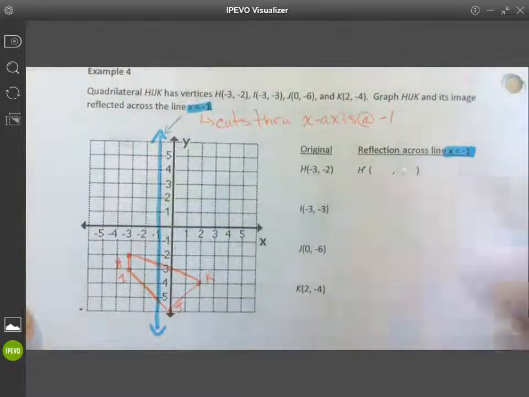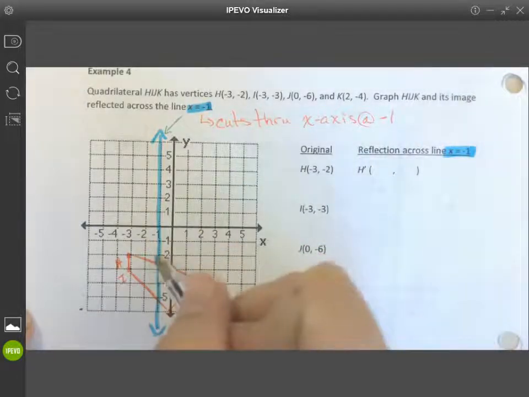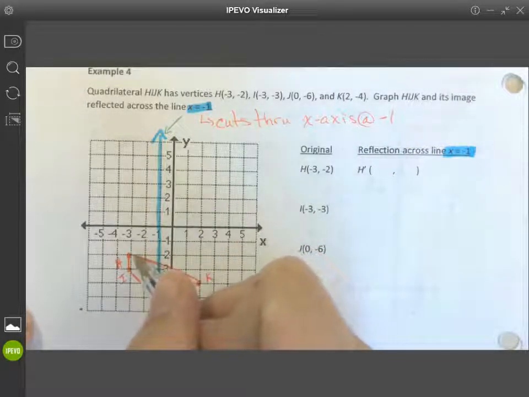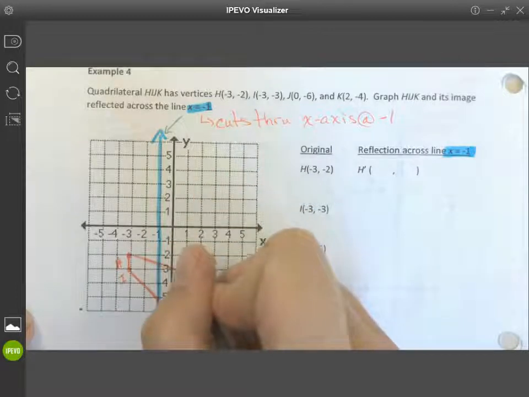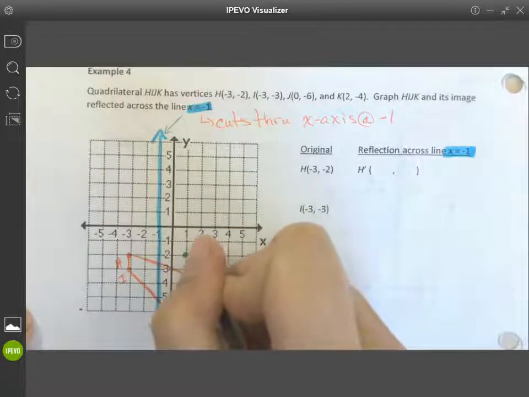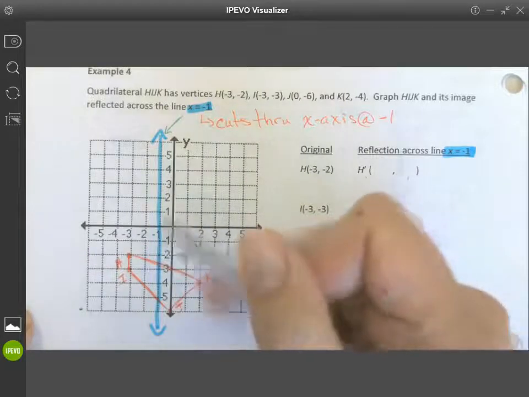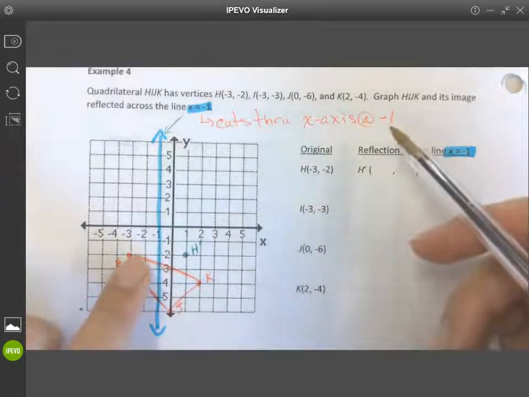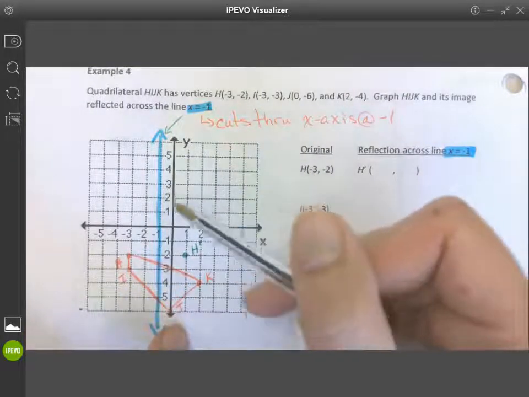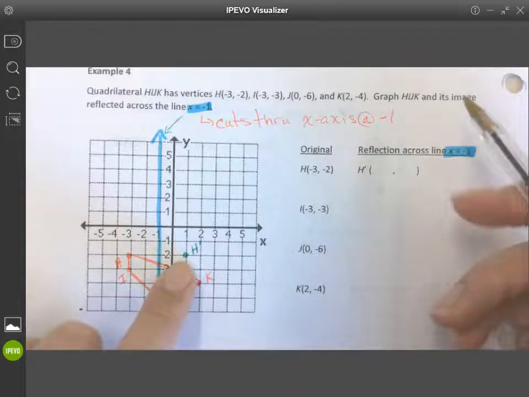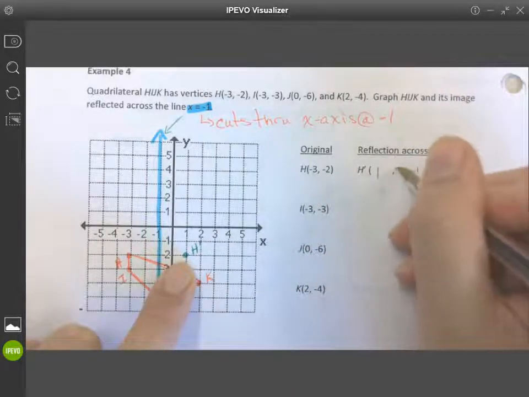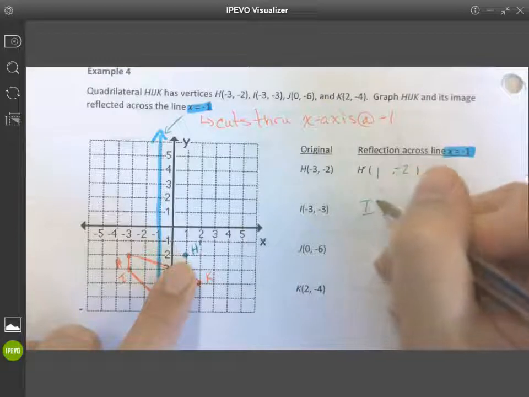So H prime, almost. H prime would be 2 units to the right since H is 2 units to the left. All right, look at this and see if you agree. Use your line of reflection. 2 units to the left, 2 units to the right. We're trying to ignore that darker line there. All right, that would be what? Yes. All right, let's find I prime.